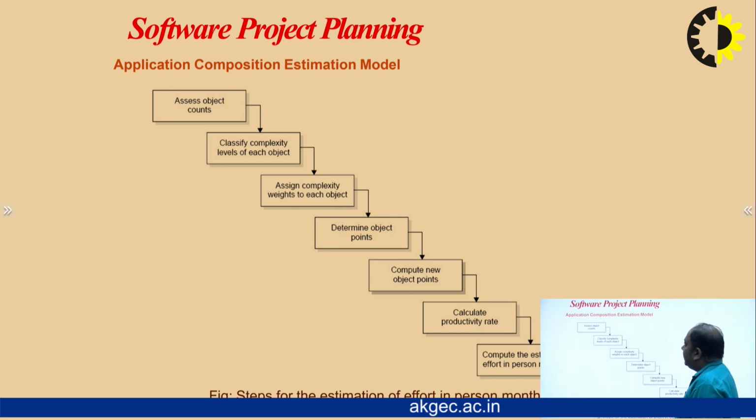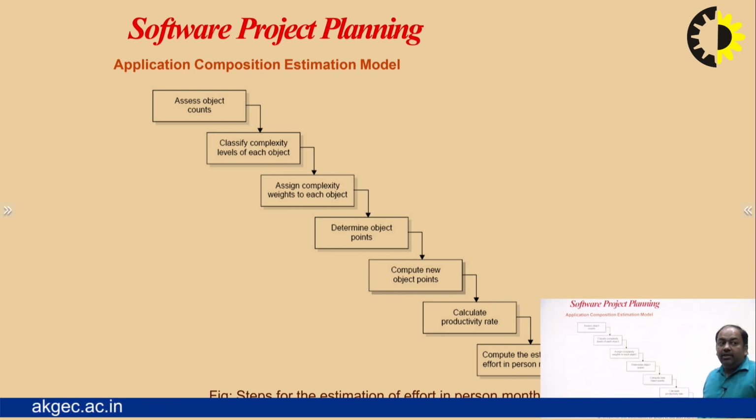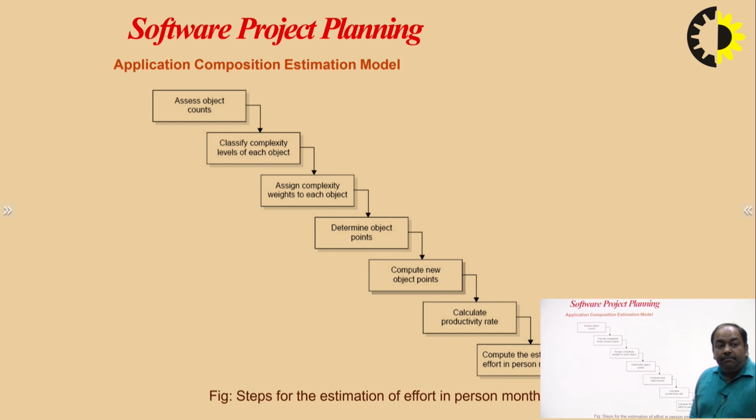Here comes the application composition estimation model, with its flowchart and the steps involved. First we assess the object counts, then we classify the complexity level for each object, assign the complexity weight to each object, then determine the object points, compute new object points, calculate the productivity rate, and then estimate the effort in person months.